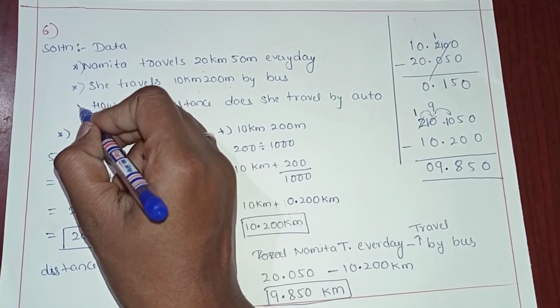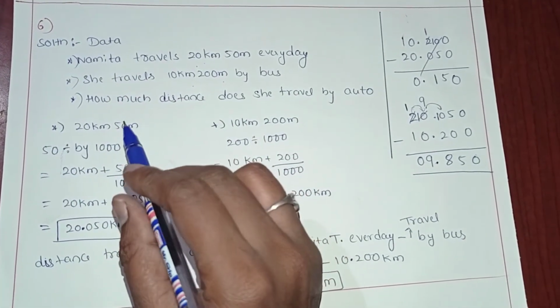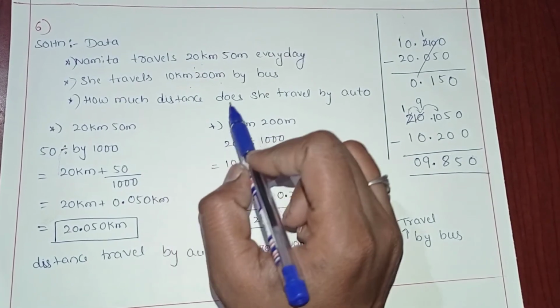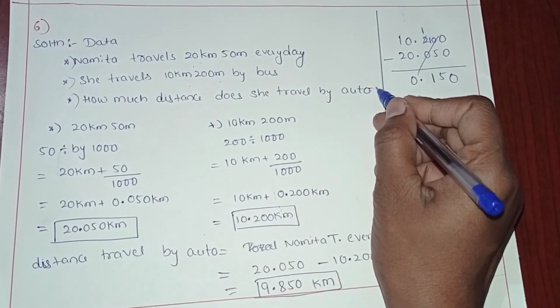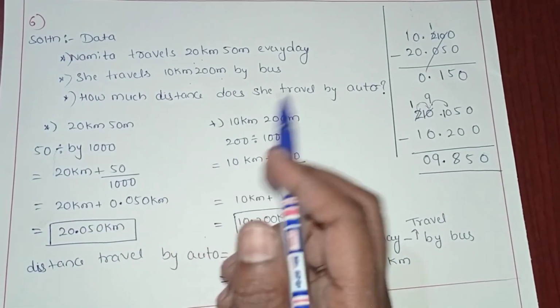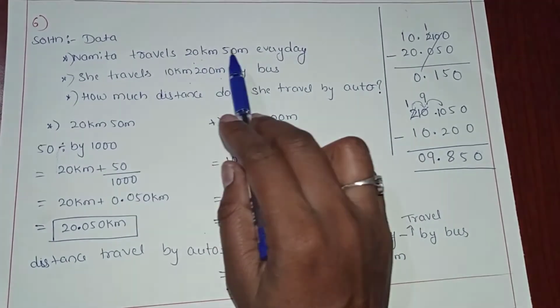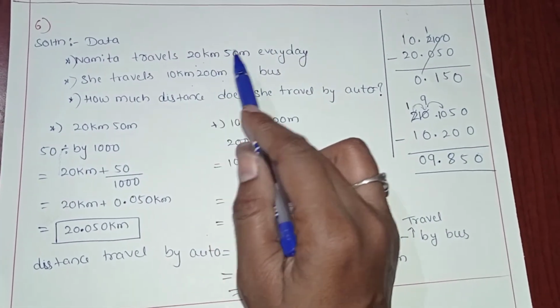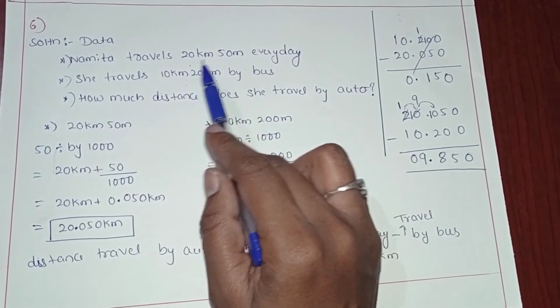What we have to find out? Third statement is what we have to find out, right? So how much distance does she travel by auto? So this one we have to find out, right? So children, as I told you before only, here I have two terms, we have to make it one. Okay, to make it one we have to add. So can I add these two children?